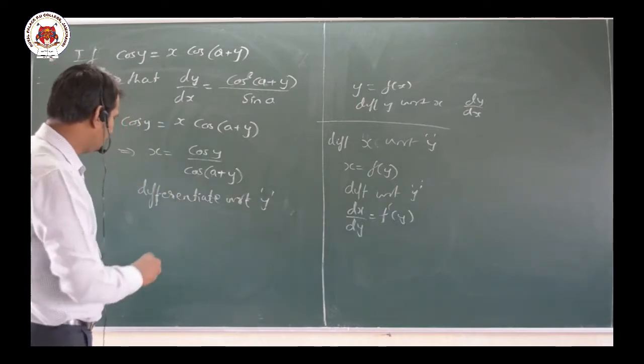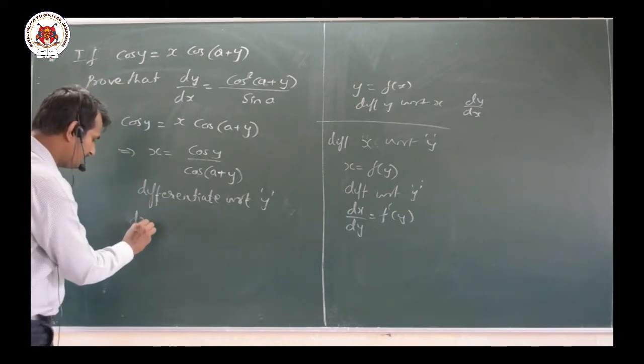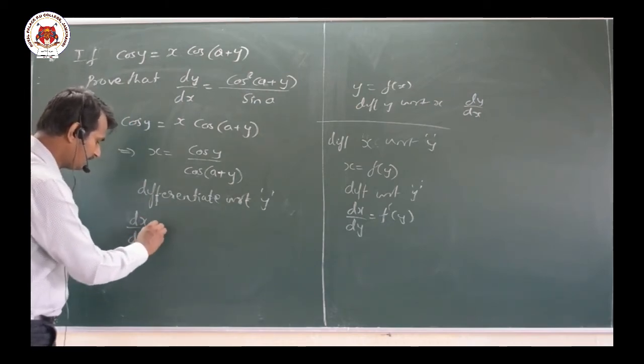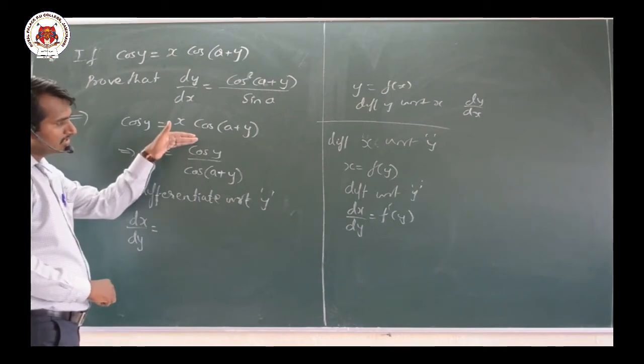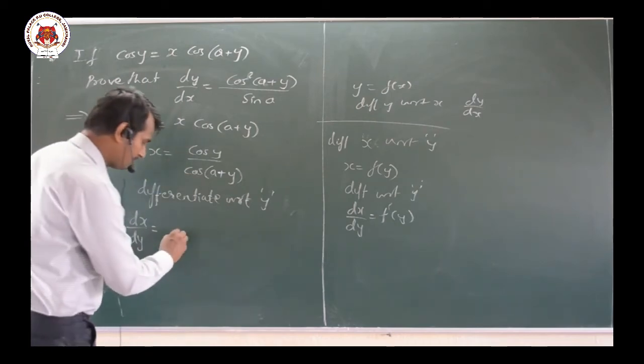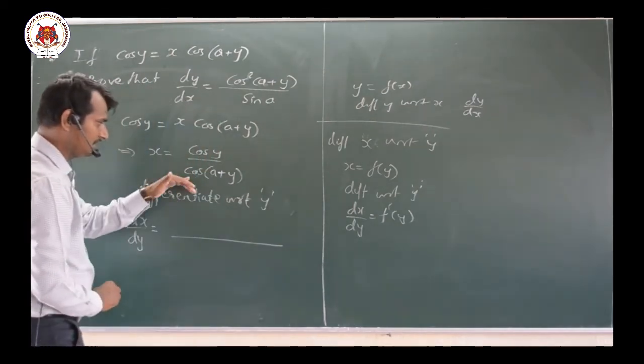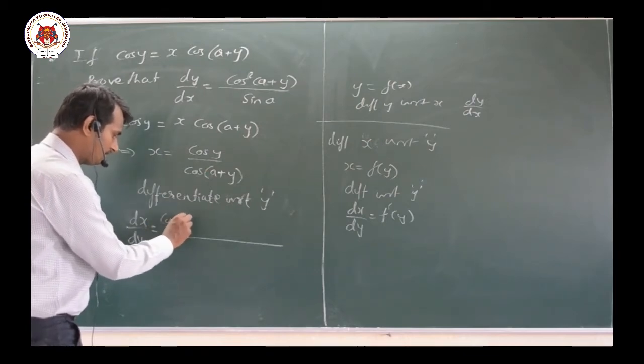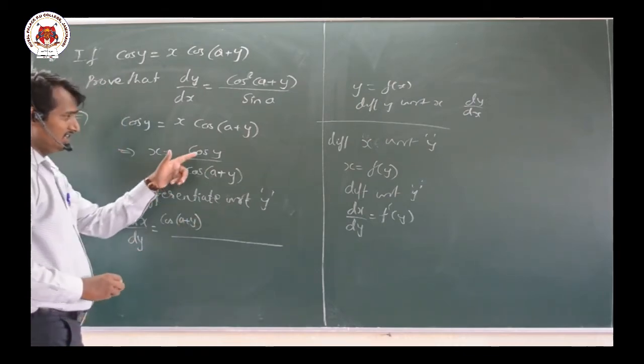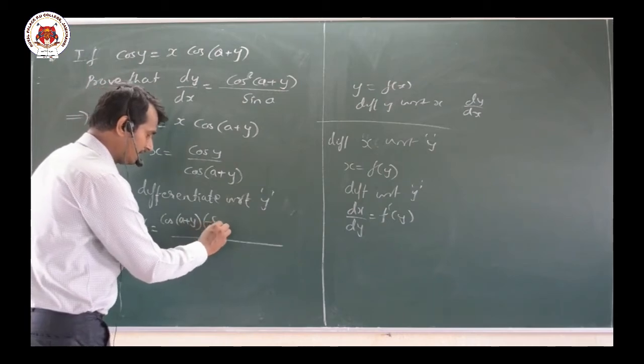Now differentiate with respect to y means the differentiation will be dx by dy. Here it is nothing but u by v, that is the quotient formula. Quotient formula, what does it say? The denominator as it is, cos of a plus y as it is. Here the differentiation of cos y is minus sin y.